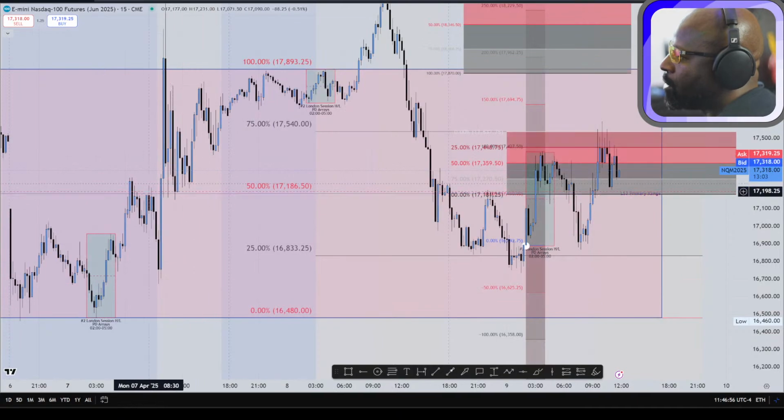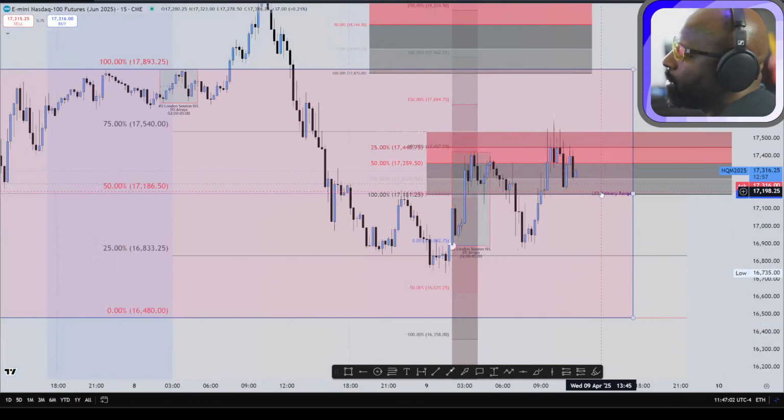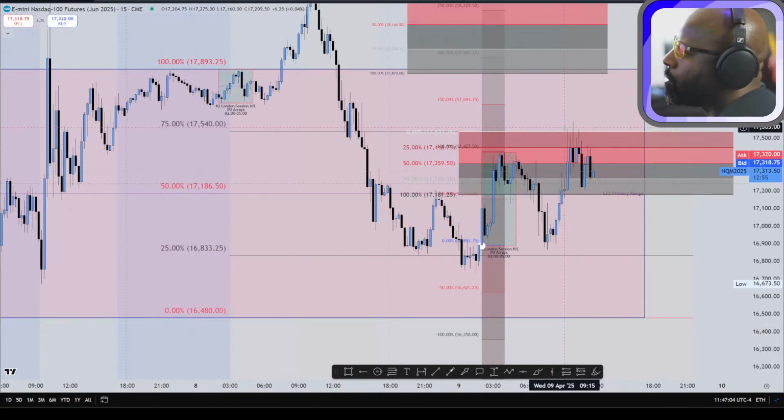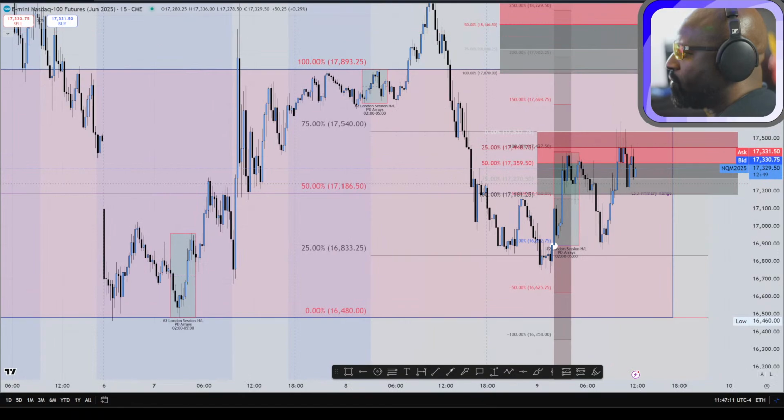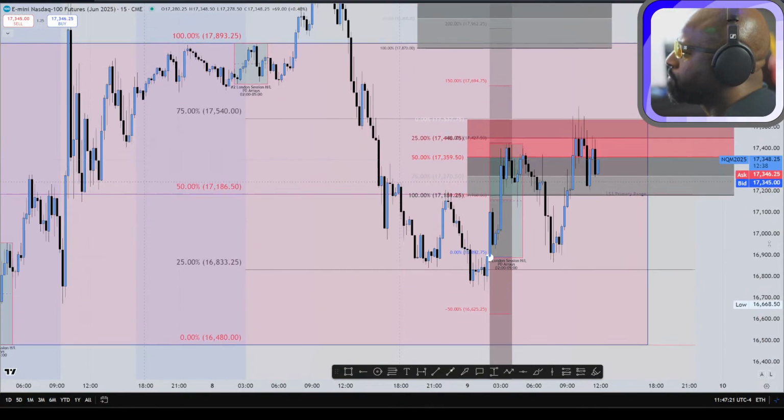This one seems to line up exactly with equilibrium, the consequent encroachment of the total range. Right now, we're in the premium of the range, but we're in the premium low. This London session, once we left there, we moved up into the premium low, not of the range from the high to the low, but of the range from the lowest London session's low to the highest London session's low. And then it gives us these levels.